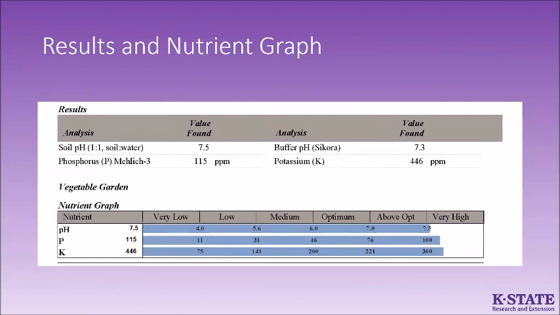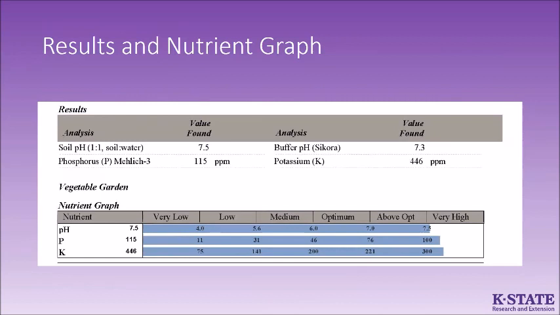These tests have been thoroughly evaluated and work well across all the soils present in Kansas. pH is a log scale, and phosphorus and potassium levels are provided in parts per million, or ppm. The nutrient graph below compares your soil test results with the nutrient needs of the plants that you intend to grow. In this case, we are looking at the plants commonly grown in a vegetable garden.